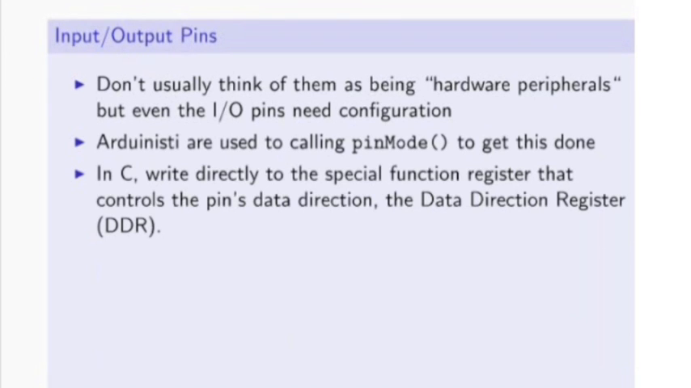And if you look in the datasheet, that's what this thing is called. It's called the data direction register, and there's one for port B, which has 8 pins.